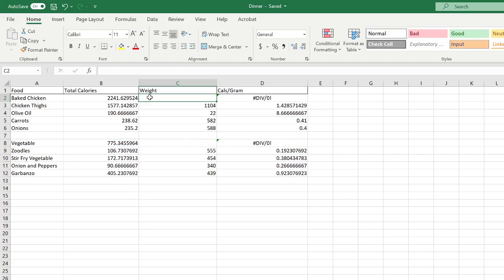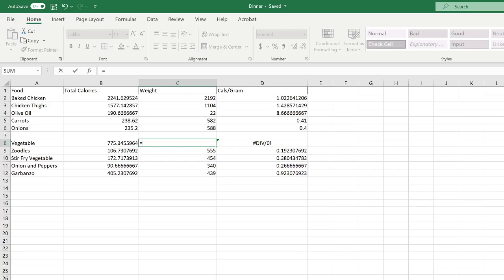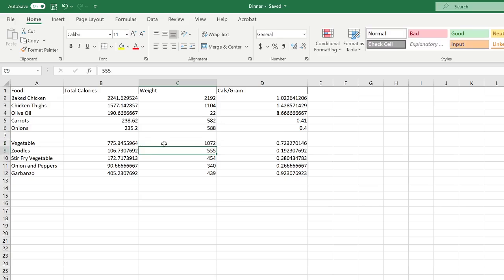Before I cooked either of my meals, I actually weighed out my baking tray and my pan that I used. My baking tray weighed 2,192 grams. And my pot for my vegetables weighed 1,772 grams. So that is the weight of my baking tray and my pan.